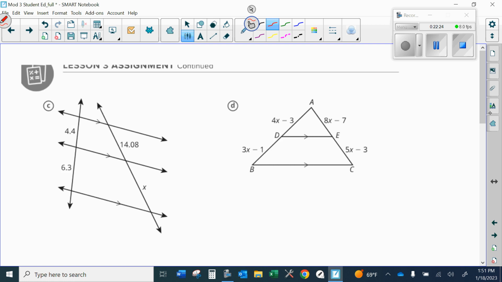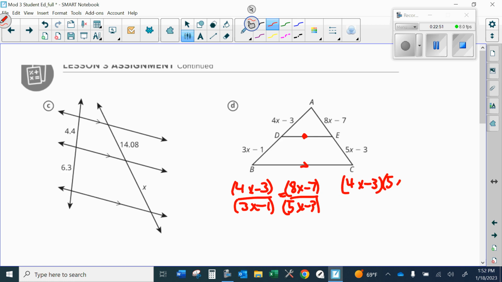So same idea, except we have all algebraic expressions. We see that they're parallel, so it's going to divide it proportionally. So I have 4x minus 3 over 3x minus 1 equals 8x minus 7 over 5x minus 3. Now there's no reducing here, so we got to actually cross multiply. And when I have two terms in numerator and denominator, I put parentheses around them and cross multiply. So I have (4x minus 3) times (5x minus 3) equals (8x minus 7) times (3x minus 1).